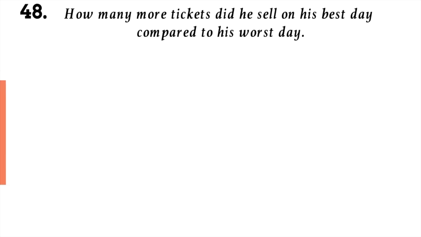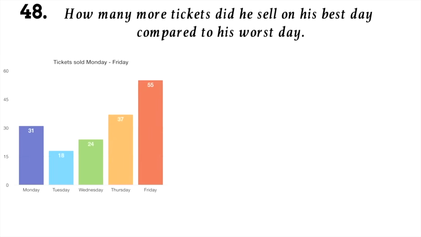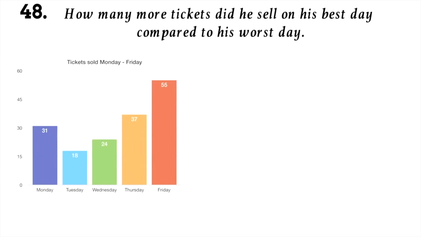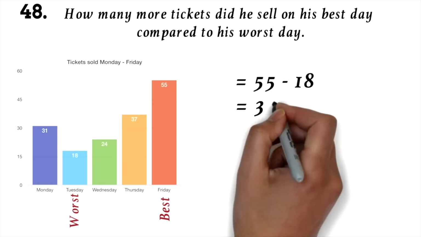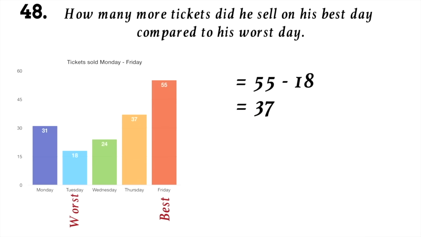Question 48. How many more tickets did he sell on his best day compared to his worst day? Here, we are still using the same chart. This is a simple difference question. His best ticket sales were 55 on Friday, and his worst sale was 18 on Tuesday. If you subtract the two, you will get 37 as the answer.